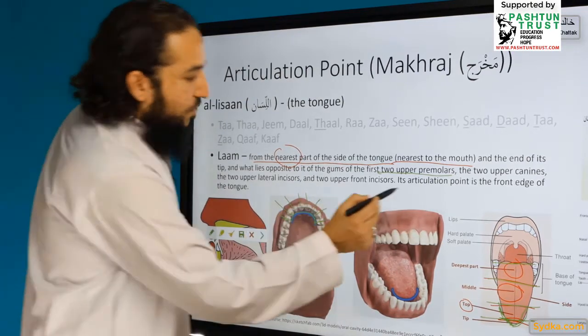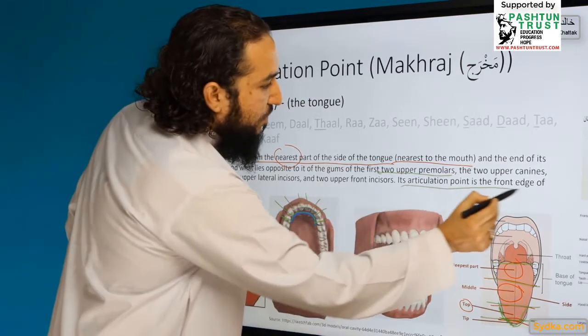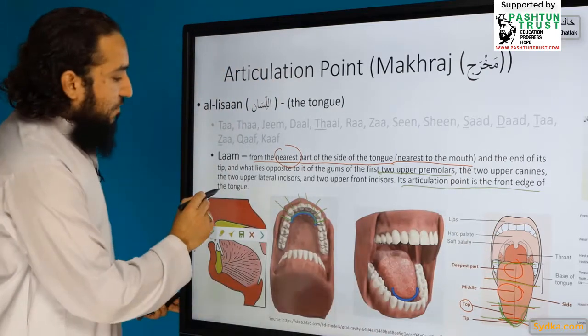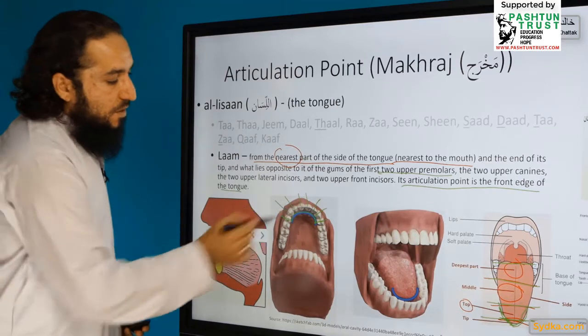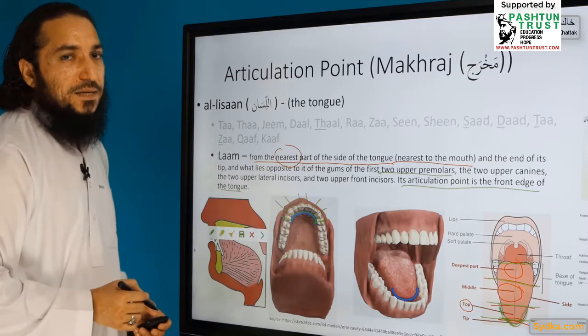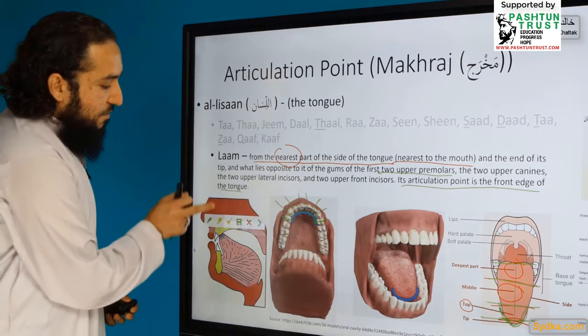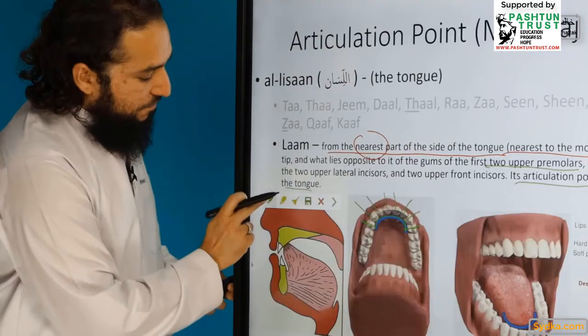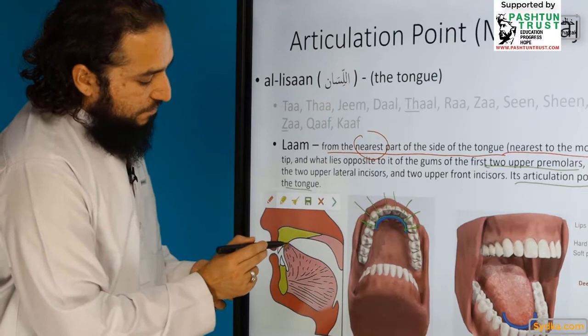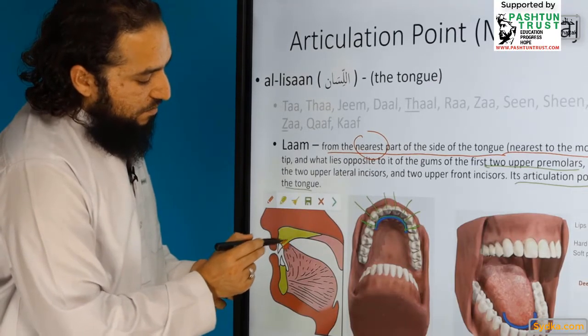And its articulation point is the front edge of the tongue, when it is connecting to that part. Lam, L. That is the articulation point. You can see here, and that's opposite to it.